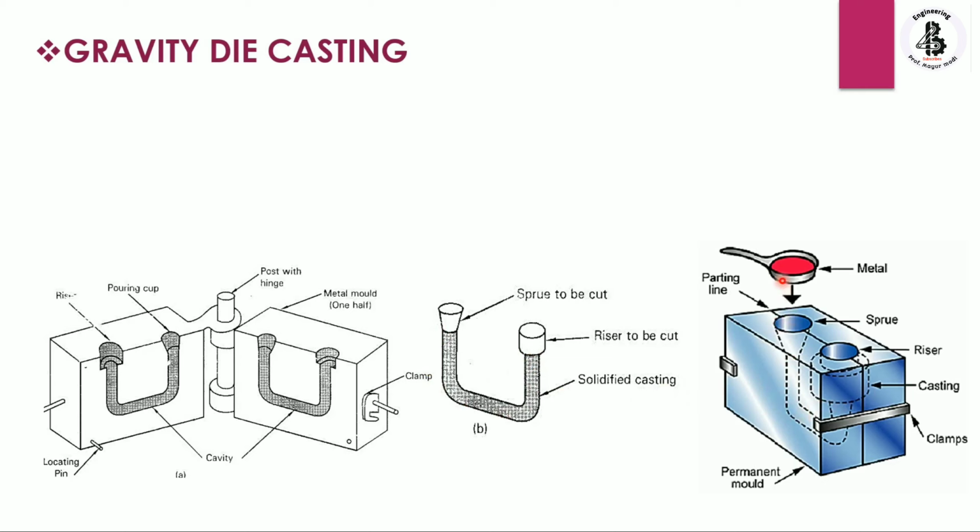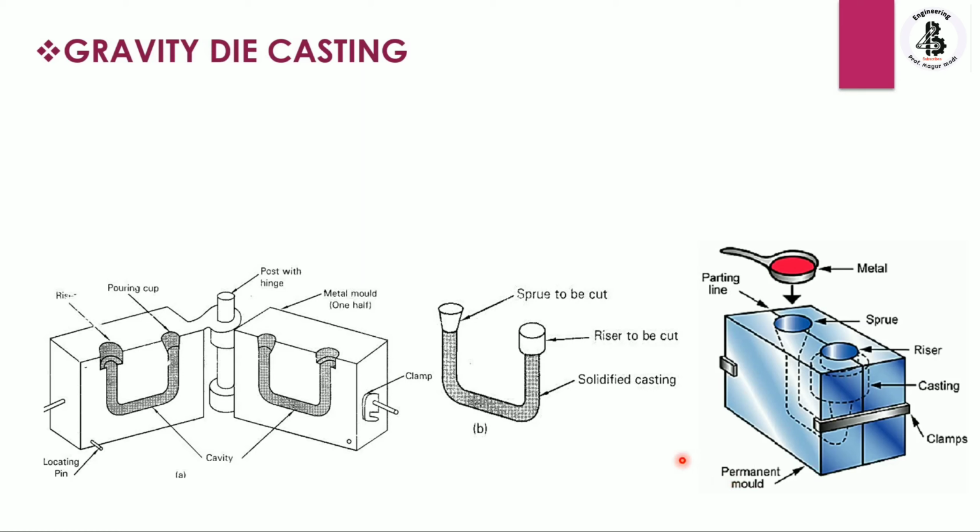This is our molten metal, which with the help of a ladle will be poured into the sprue. Passing through the sprue, it will enter, and with the help of gravity it will fill the cavity and move towards the riser. These risers give the assurance of 100% filling of the mold cavity. So gravity is used to make the components.